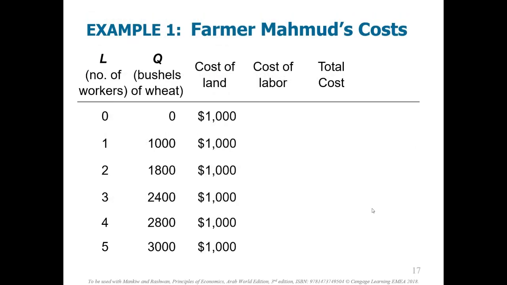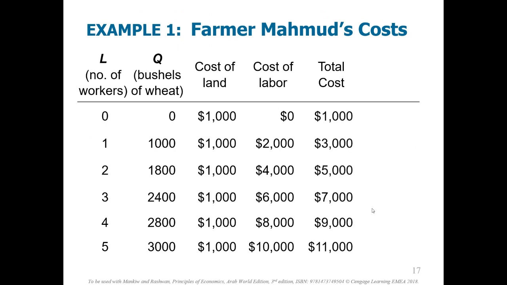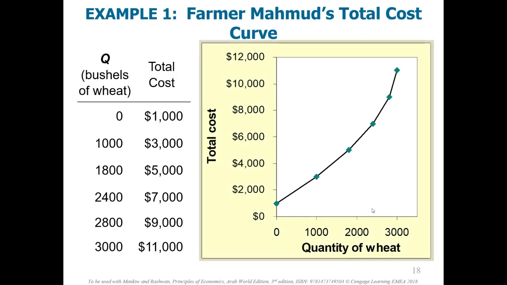Cost of the land is the same. Cost of the labor is actually changing, right? Employ more labor, and total cost is also changing, right? So you add the cost of the land and cost of labor, you get your total cost. Now, look at this total cost.